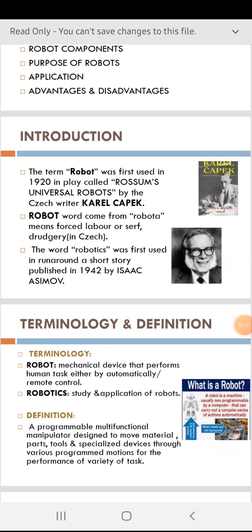The definition is: a programmable multifunction manipulator designed to move material, parts, tools, and specialized devices through various programmed motions for the performance of a variety of tasks. Usually the question is, what is a robot? A robot is a machine, usually one programmable by a computer, that can carry out a complex series of actions automatically.